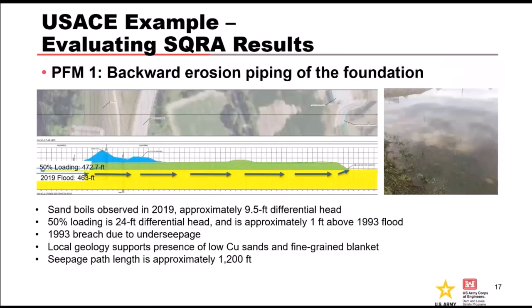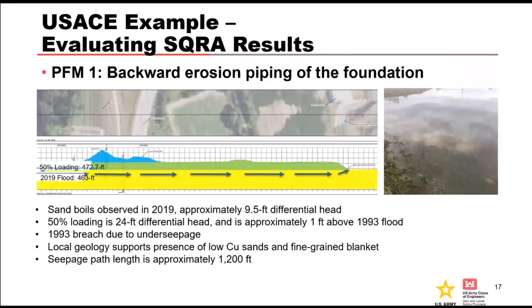And so this would be a good example of some of the things that we've done in the past to help build the case for our risk assessment and communicate it to decision makers. So we're talking about PFM1, backwards erosion piping of the foundation. We got our cross section here. 50% loading of the levee is here.